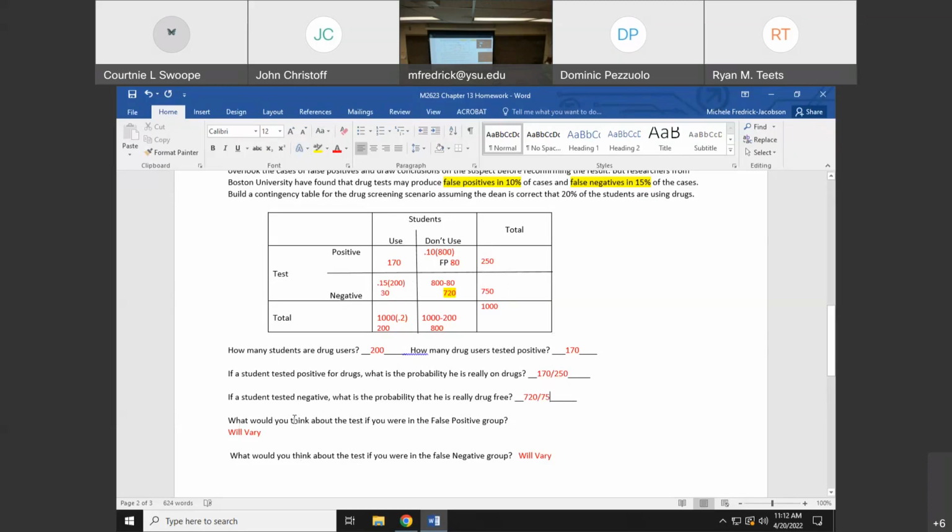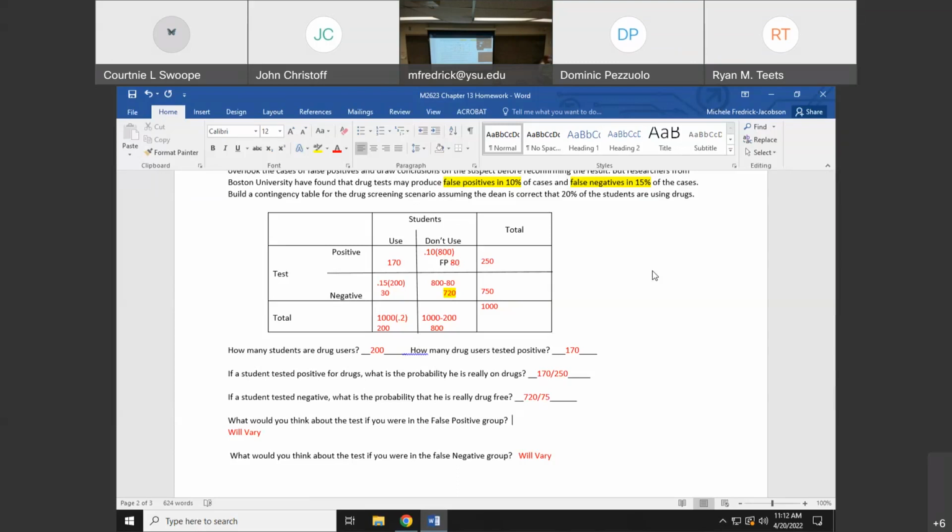What would you think about the test if you were the false positive group? Well, okay, so false positive means you use drugs, but it tested negative. Okay, yeah. So you tested, wait, no, I said it wrong. False positive means you tested positive and it was wrong. You don't use drugs. So that would be this one. And what would that be? What's the false positive? I got to go up one. This one's false positive. I even have it marked. 80 out of 800, 10%.